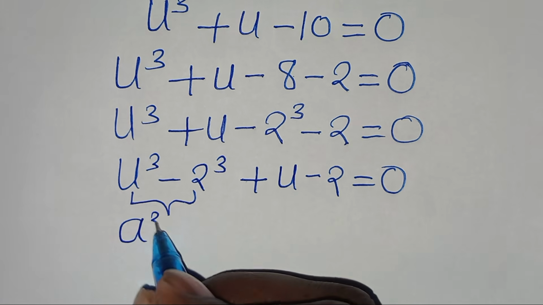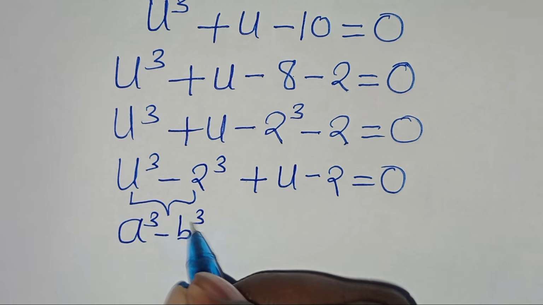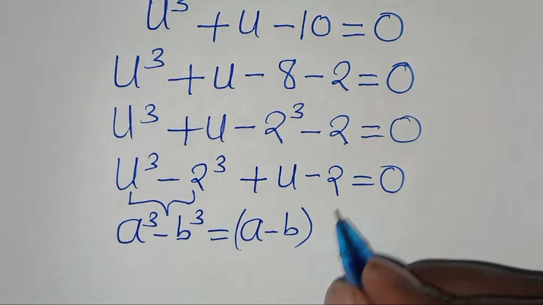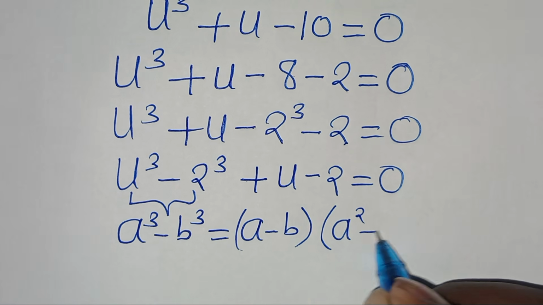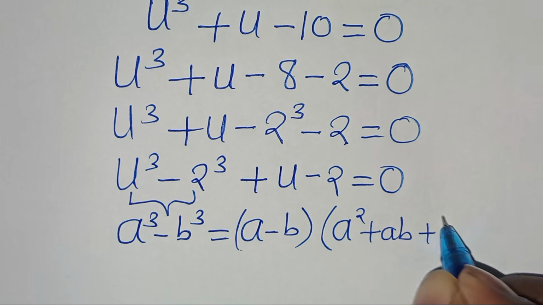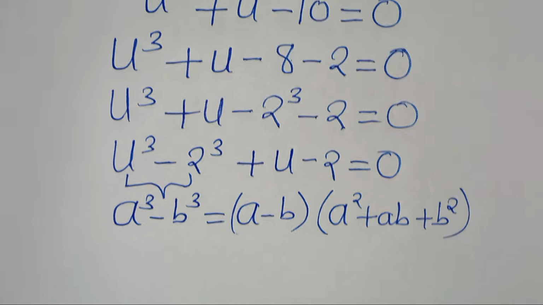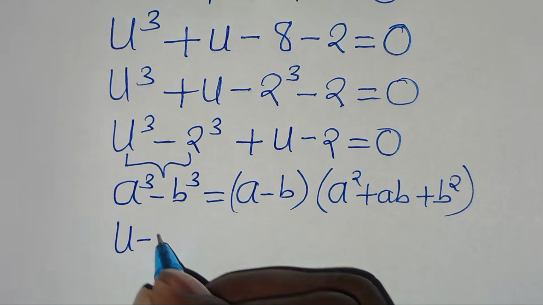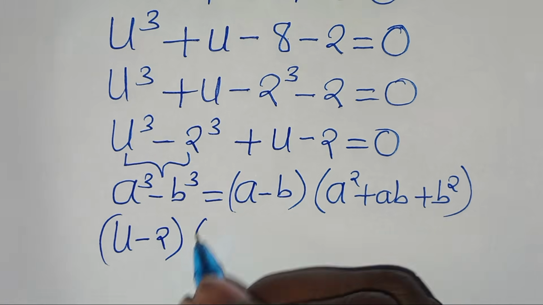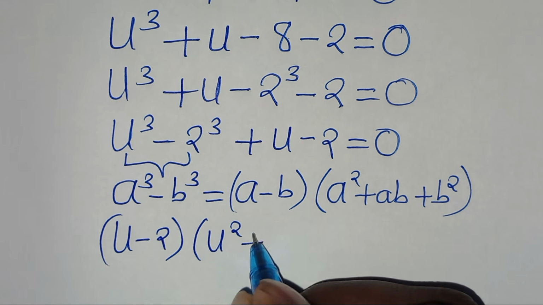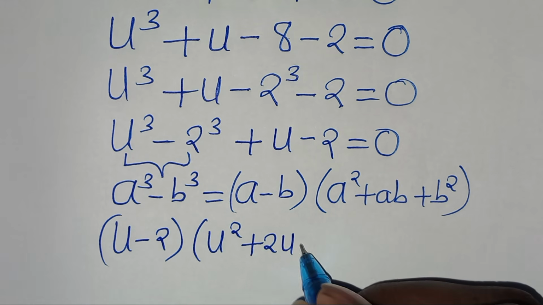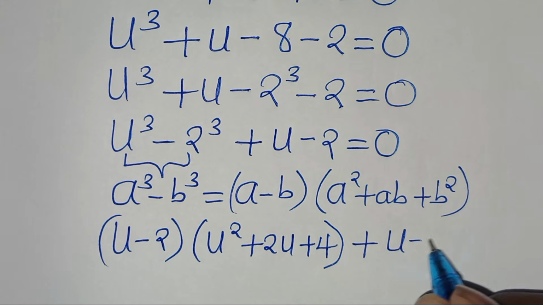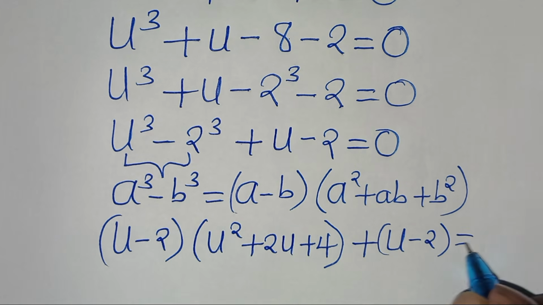Now we have that u to the power of 3 minus 2 to the power of 3. This is in the form of a to the power of 3 minus b to the power of 3, which we can express as a subtract b, into the parentheses, a to the power of 2 plus a times b, then plus b to the power of 2. So applying this identity, it follows that we have u minus 2, times u to the power of 2 plus 2u plus 2 squared, which is equal to 4, then plus u minus 2. This is equal to 0.